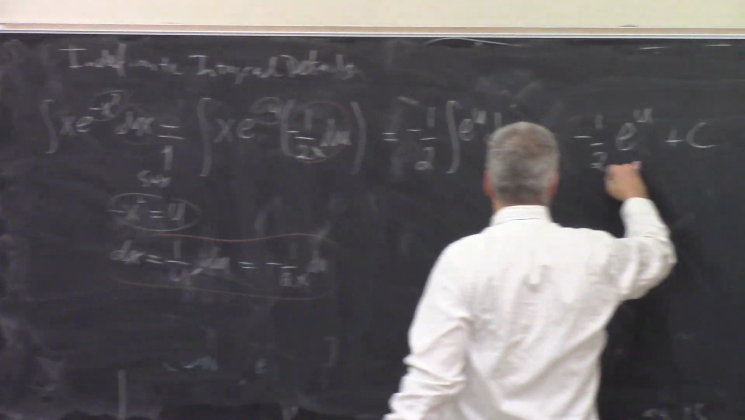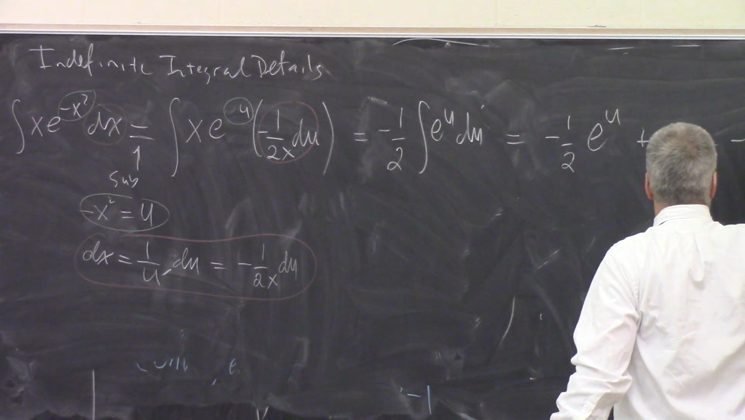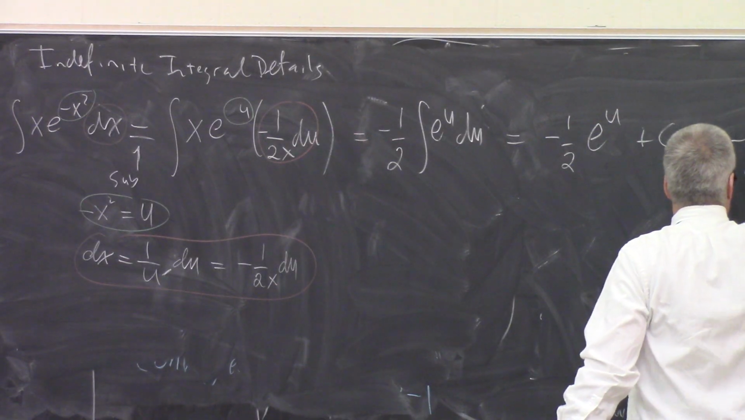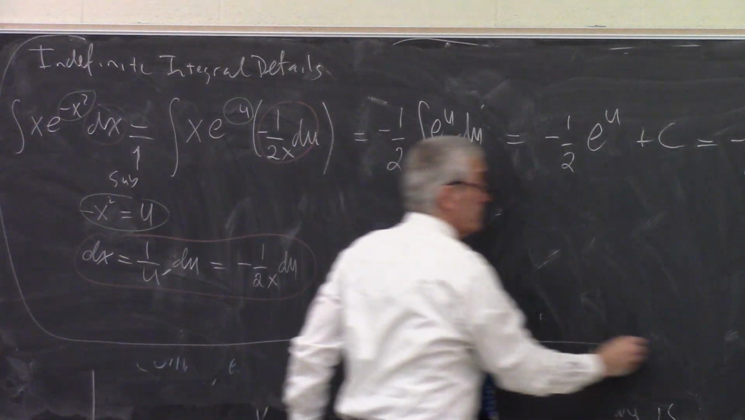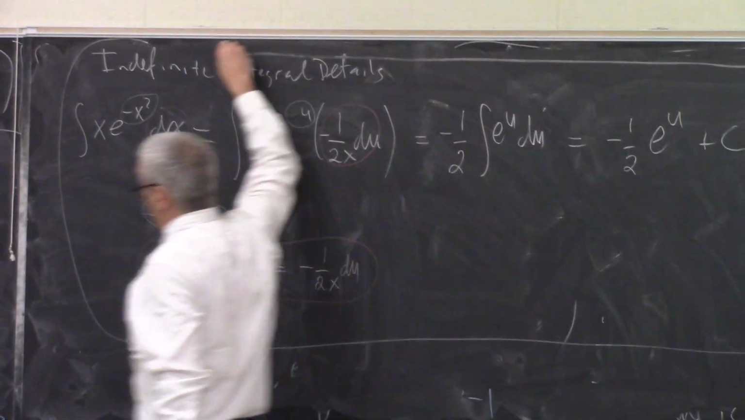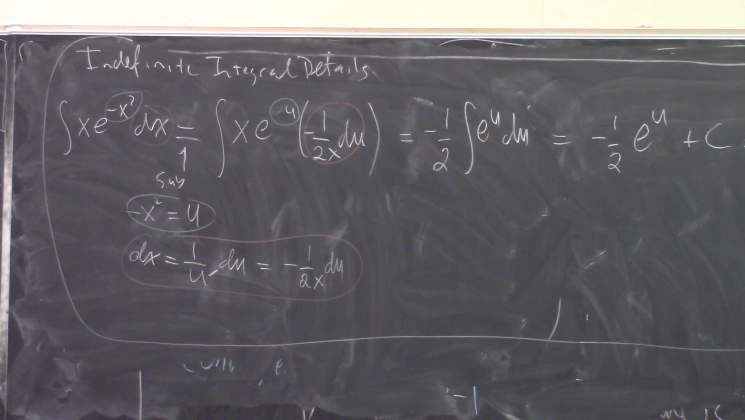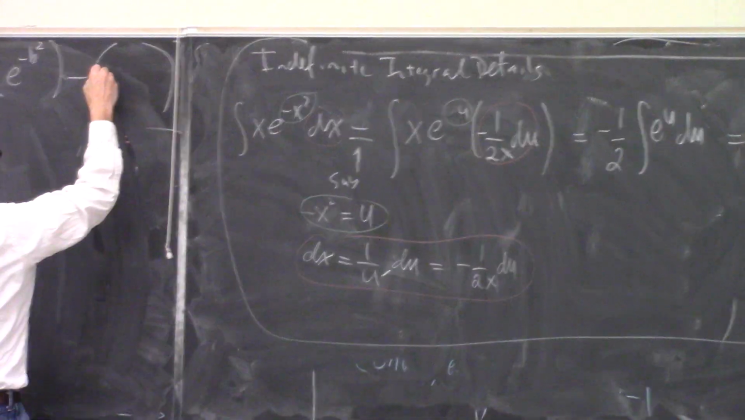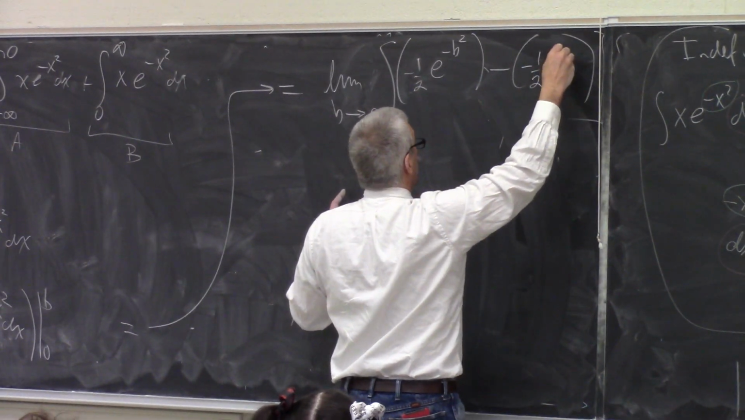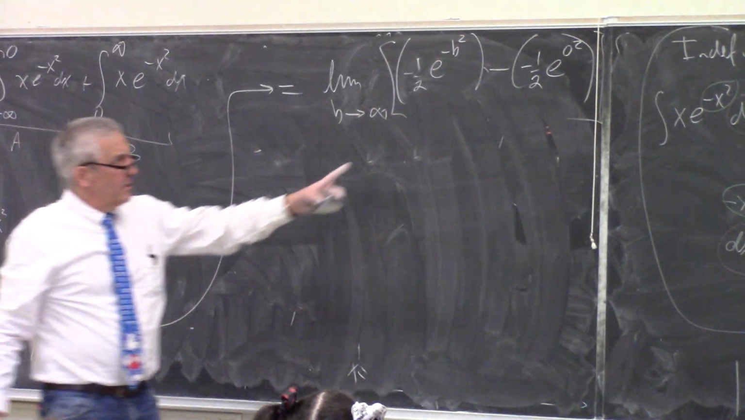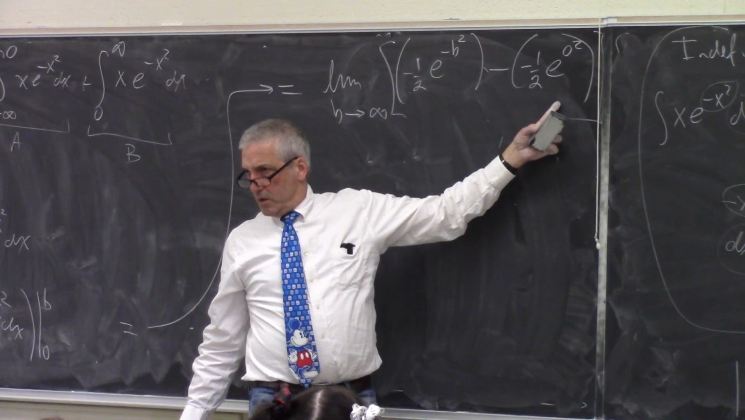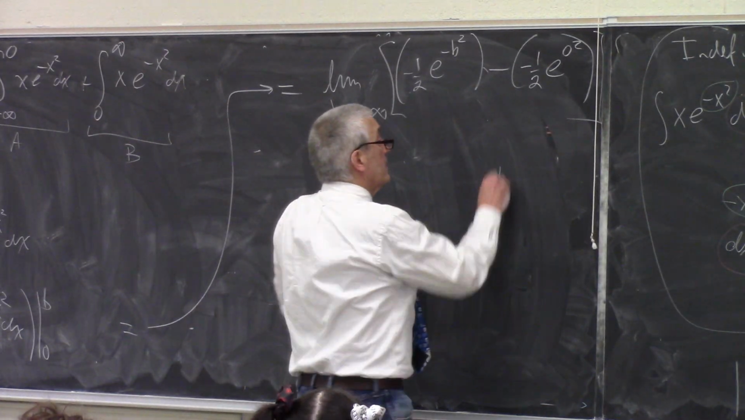But now I got to substitute back. So minus 1/2 e to the minus x squared plus c. So that's what goes in. That's all the indefinite integral details. So that goes here. Minus 1/2 e to the minus b squared and then minus 1/2 e to the 0 squared. Okay, so e to the 0, that's just the number 1. So this whole thing is just 1/2.